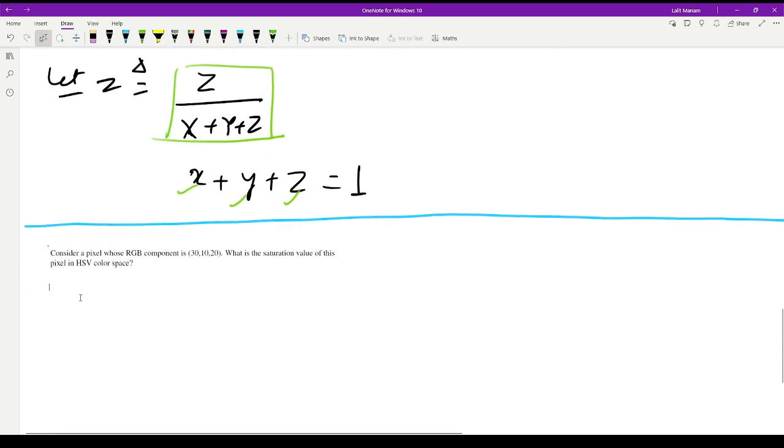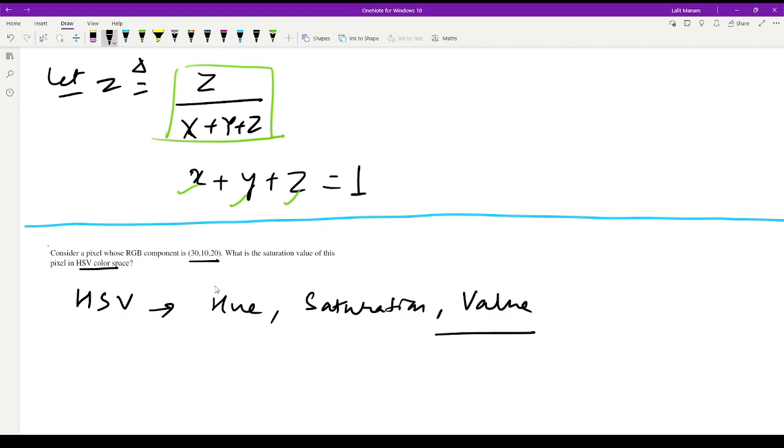So another question: we are given an RGB value, which is 30, 10, 20. What is the saturation value of this pixel in HSV color space? As usual, I'll ask what is HSV color space. What do you mean by HSV? Hue, saturation, and value. Yes, sir. Okay.